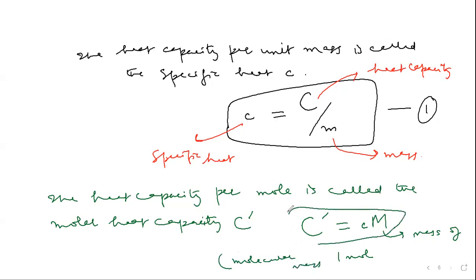So this is equation 6. When you talk of molar heat capacity, your mass is 1 mole, right? When you talk of specific heat, your mass is 1 unit, 1 kg, right? The molar heat capacity is specific heat of a substance times its molar mass or molecular mass. It's the mass of 1 mole of the substance.